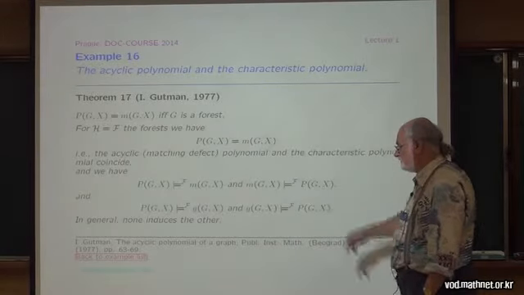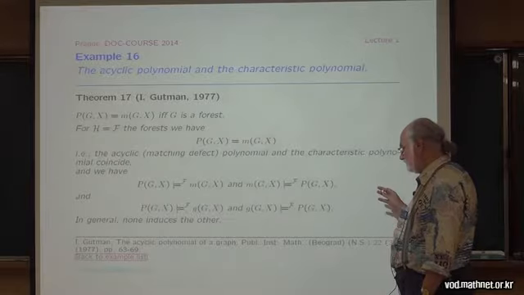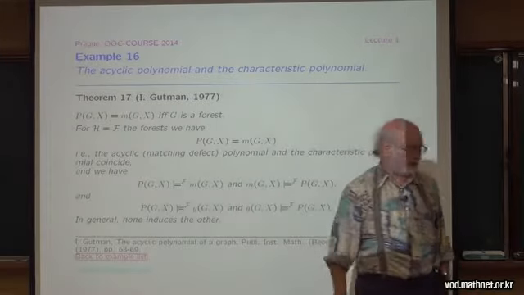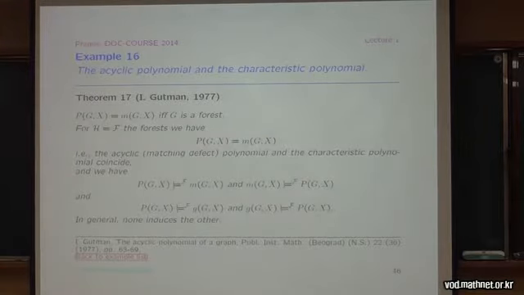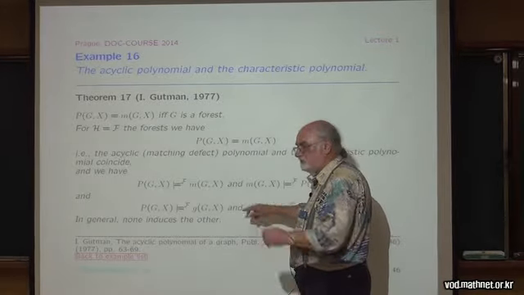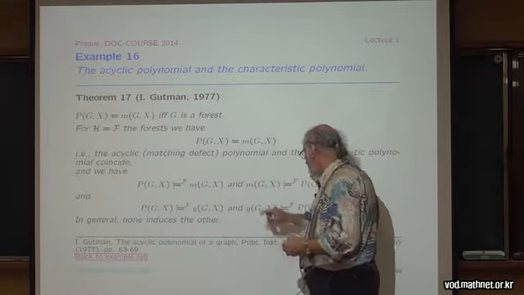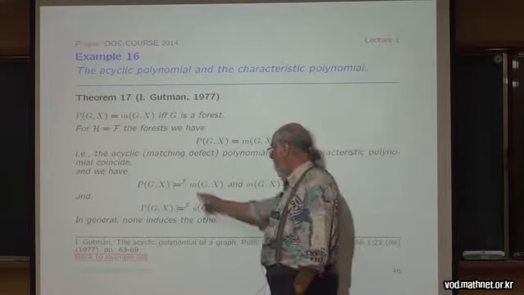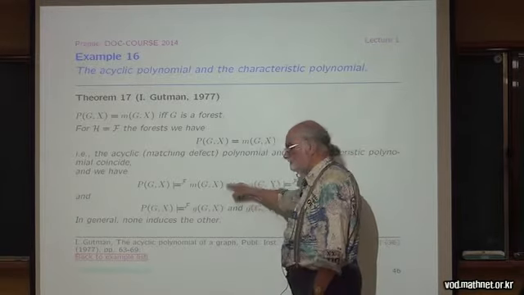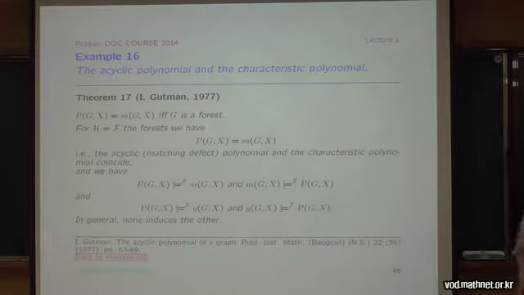This theorem was first published in 77 by Gutman, and then by Gutman and Gottil. This is almost inaccessible, but there is another paper by Gutman and Gottil which gives the statement. The function M is the matching polynomial in this funny definition, and g is the matching polynomial as a generating function, the sum of m_k times x to the k. So the matching polynomial determines M, and M determines the matching polynomial. The same is true for the other version, but in general this is not true at all.